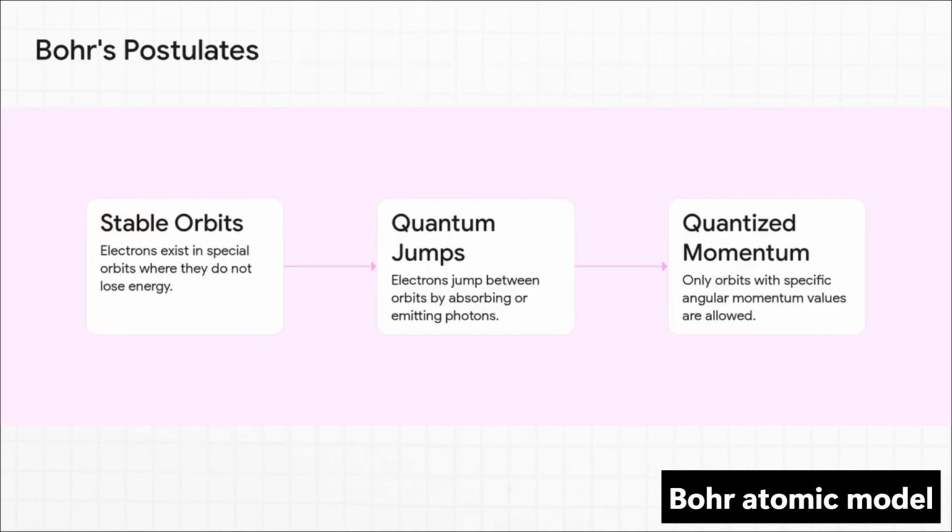Bohr basically said, hey, what if an electron's energy inside an atom works just like that ladder? So Bohr just threw out the classical rulebook and wrote his own. First, he declared that electrons exist in these special stable orbits where, like magic, they don't radiate energy. Death spiral, problem solved.